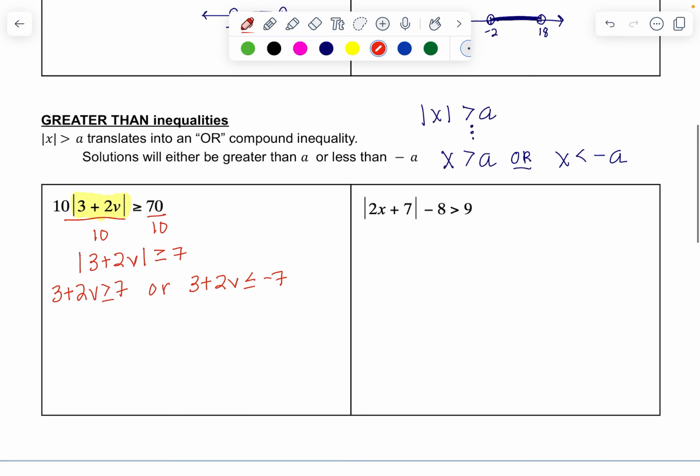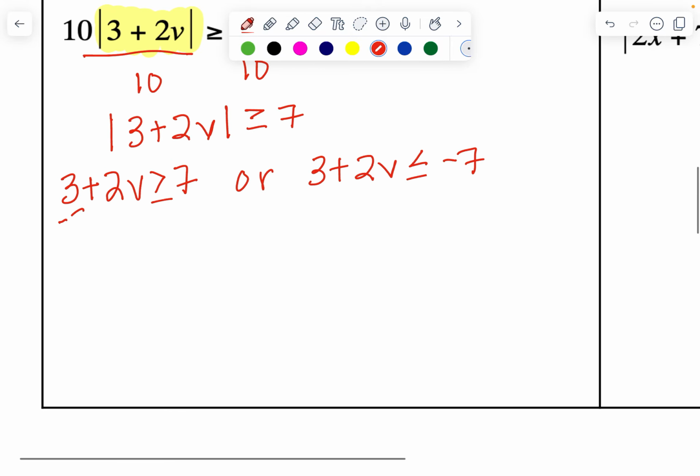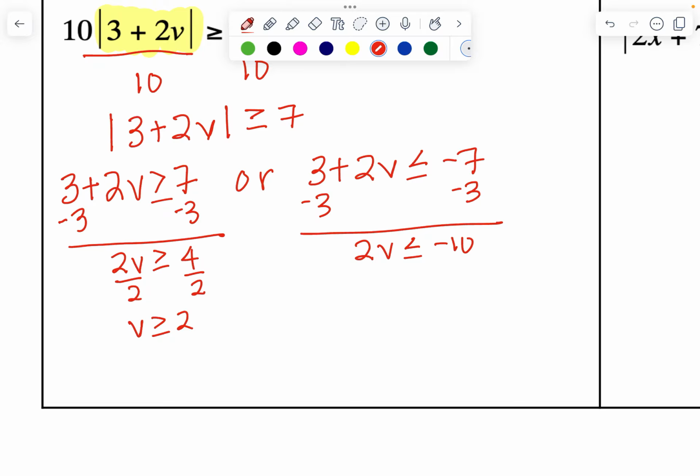And that's what this means up here. Less than the negative value, greater than the positive value. And now we solve these separately. So take away 3, and I have 2v greater than or equal to 4. And dividing by 2, I get v greater than or equal to 2. This one, same thing, take away 3. Negative 7 take away 3 is negative 10.